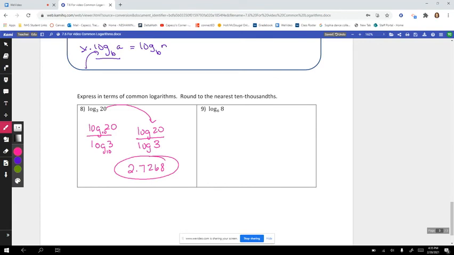Okay, same thing, one more. So I have log of 8 over log of 6, and that gives me 1.1606 as my final answer.